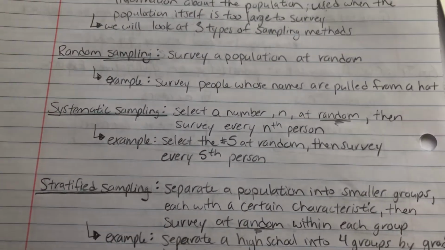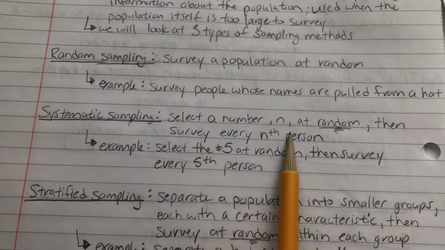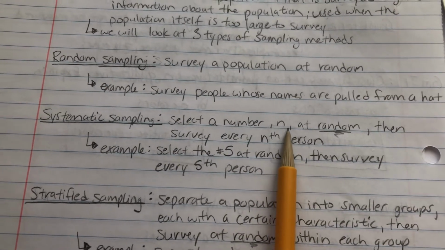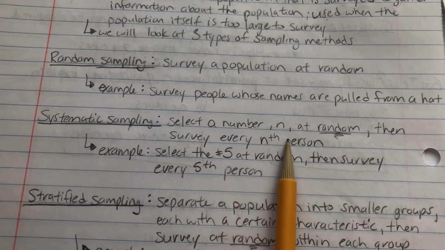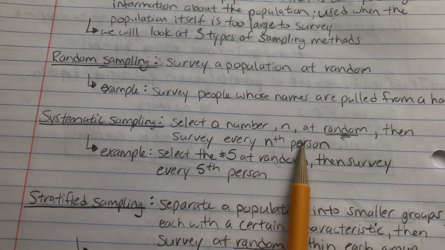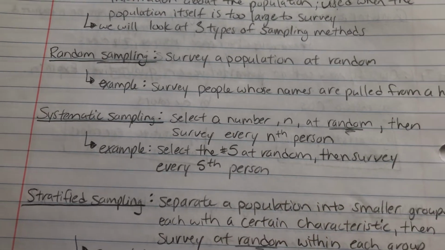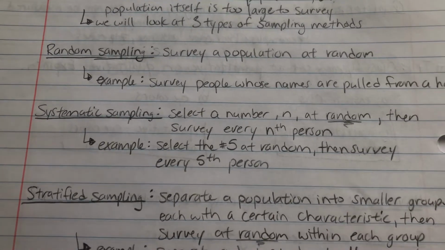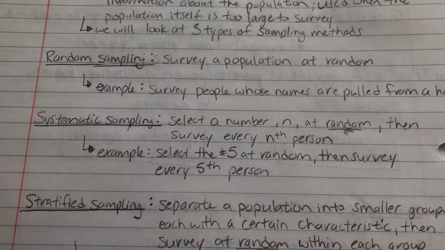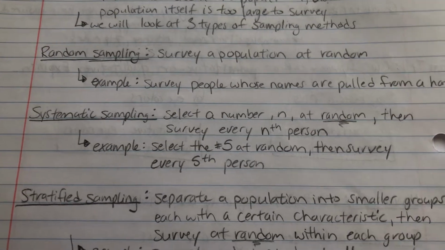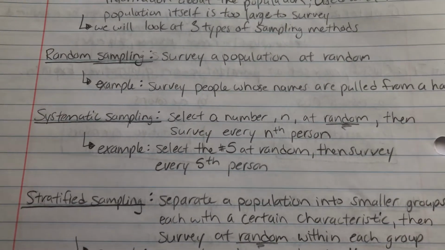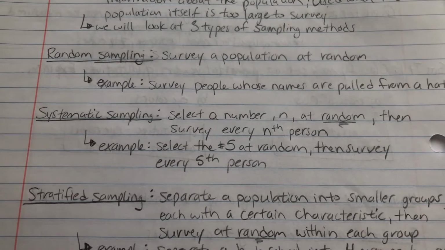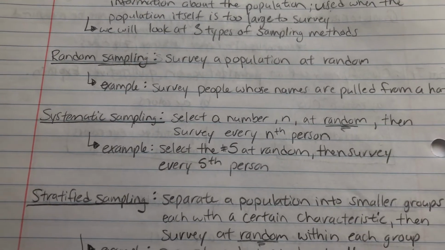Systematic sampling, you select a number. They're going to use n to represent the number, at random, then survey every nth person. So for example, our class is numbered alphabetically. We can say, I'm going to choose every fifth person in that alphabetical list. And I can do that for every middle school class, for every grade in the district.